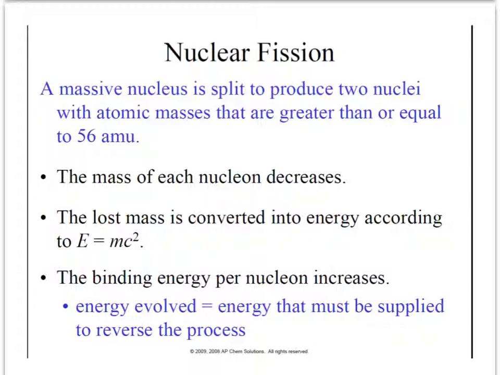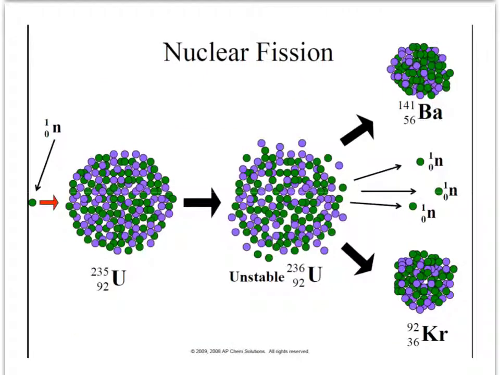When this happens, the mass of each nucleon decreases, so you pull them apart, they get a little smaller than they were before. That lost mass, not destroyed, is converted into energy. So in order to create this fission reaction, what has to happen is to take a neutron, usually, and shoot it into a nucleus, something like uranium-235. This uranium nucleus is unstable and radioactive and it will decay, but it might not decay at a fast enough rate, or a rate that we really want it to decay at.